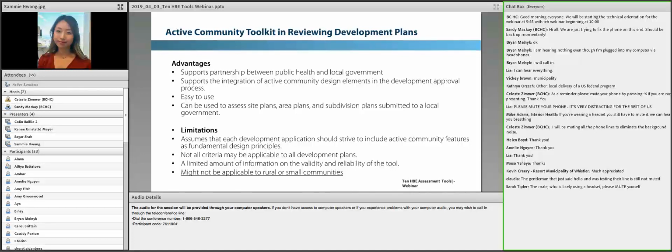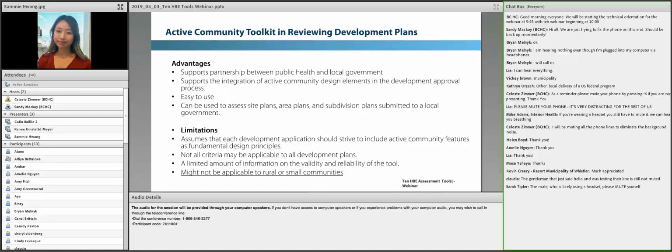One of the limitations is really that it assumes that each development application should strive to include active community features as a fundamental design principle, but realistically this won't be the case for every application or plan. So not all the criteria may be applicable to all types of plans. There's also a limited amount of information on the validity and reliability of the tool, and also another limitation is that it might not be applicable to rural or small communities.